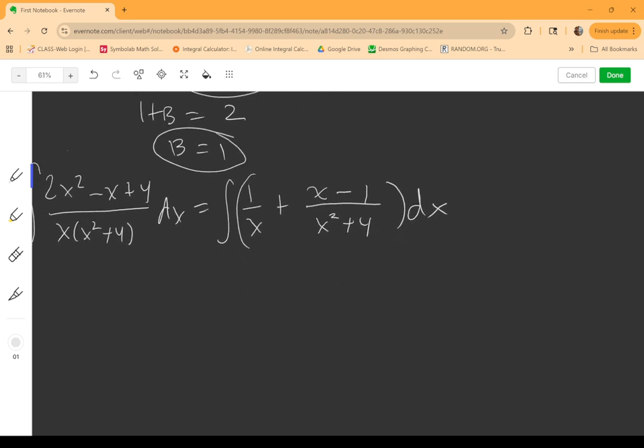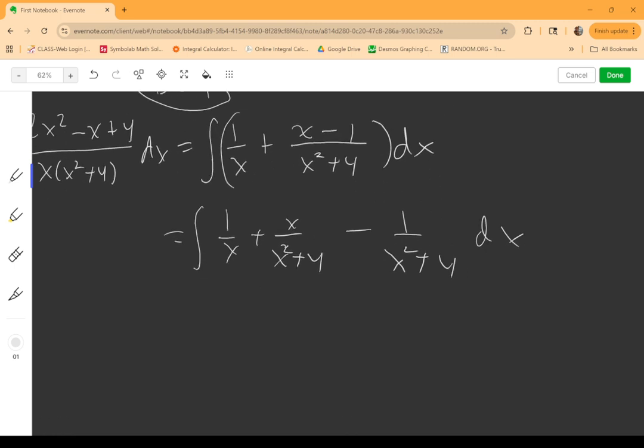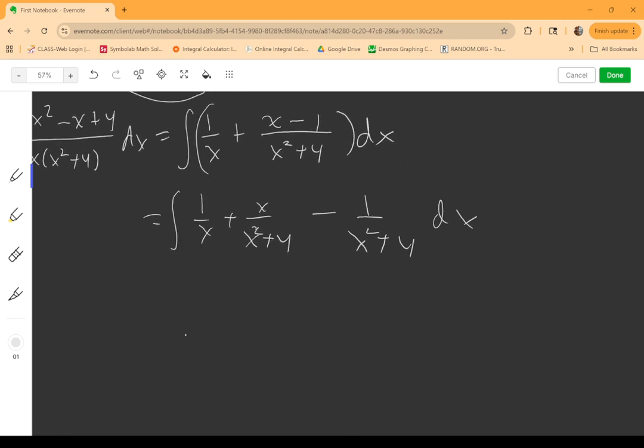Okay, now the first one is straightforward, right? The natural log. Now, what to do about the second term, right? Here what I'm going to do is, since I do have an expression of x minus 1 in the numerator, I'm going to split it. I'm going to rewrite this as this. All right. And now I do have at least 2 natural log integrals, right? 1 over x, the basic form of natural log.